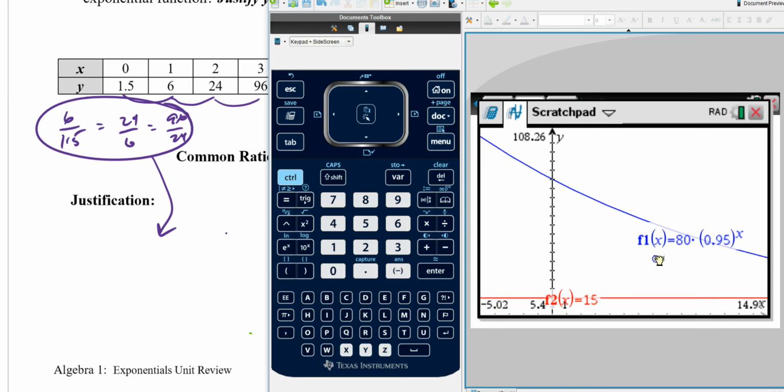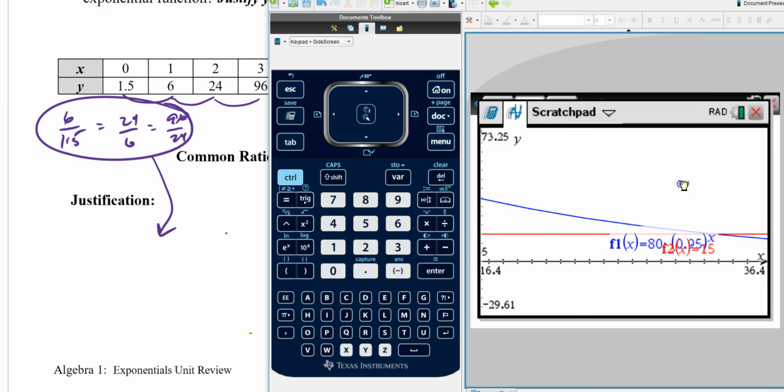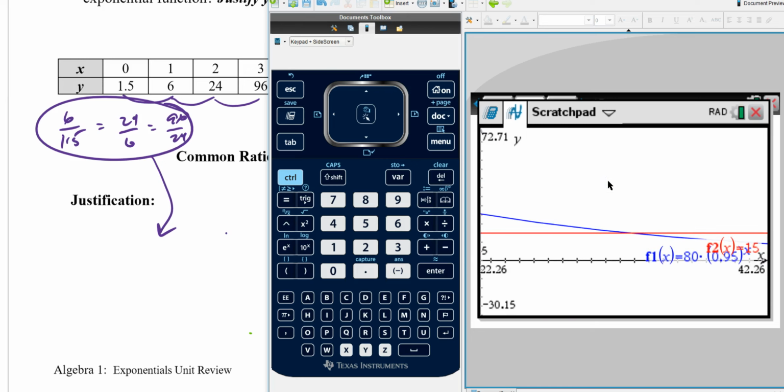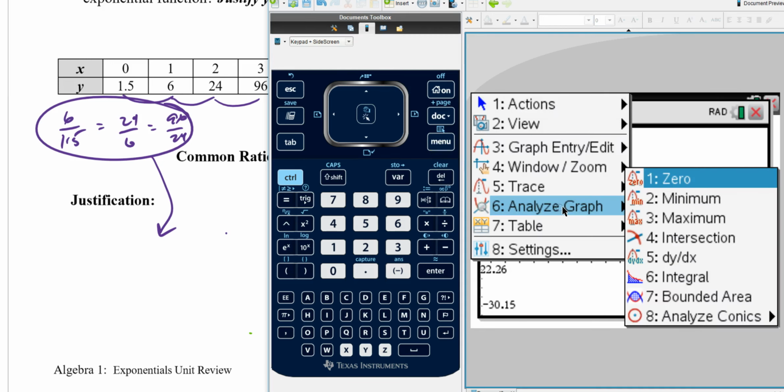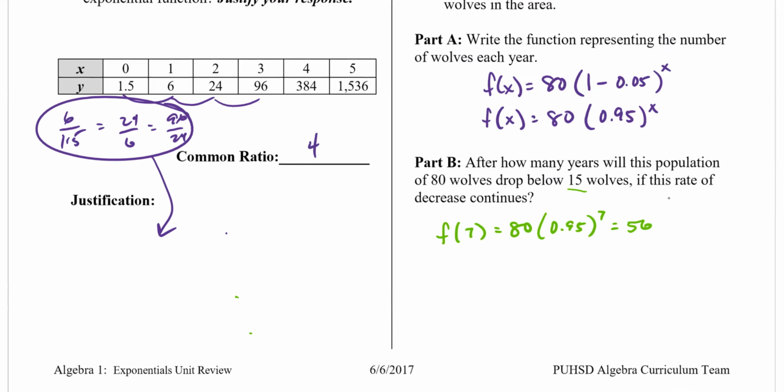And if I move it just a little bit, now I can see my line y equals 15. And if I keep sliding over and over and over, now I can see where they cross. They're going to cross right there somewhere. Menu, analyze graph, intersect, find my two intersections, and there we go. In 32.6 years, there's going to be 15 wolves left. So we're going to say between 32 and 33 years.